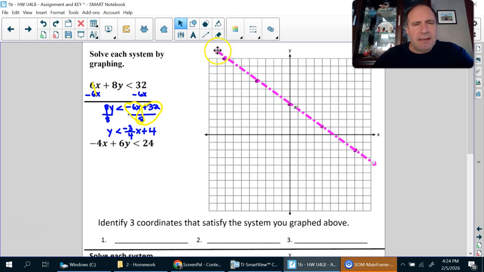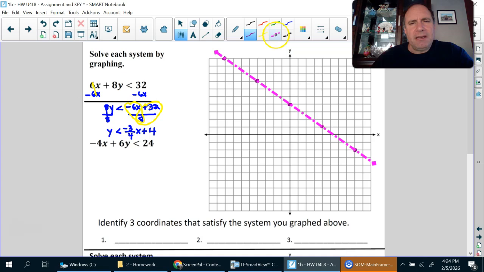just like that. Remember to put arrows on the ends of the line. Make sure it has arrows. And then also make sure that you are labeling the actual line. This is y is less than -3x plus 4.